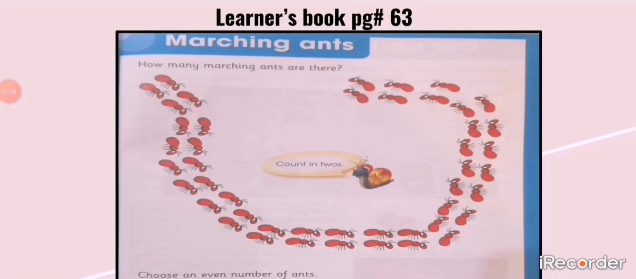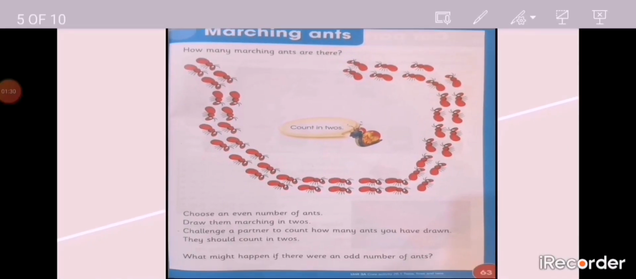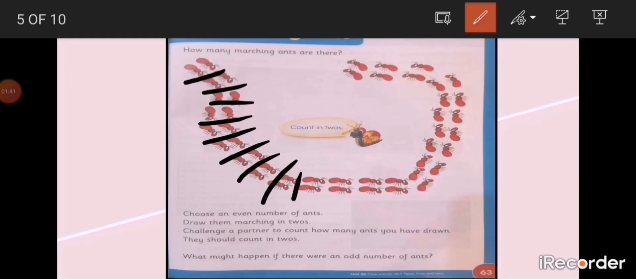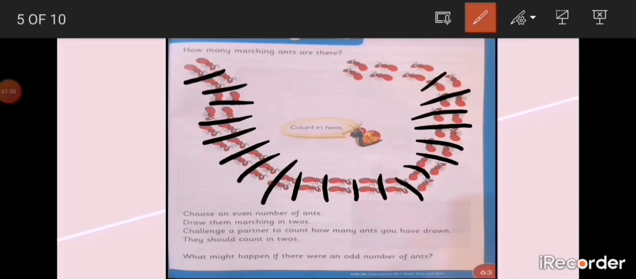There is another way to count them. First I will count the pairs. How many pairs of ants are present here? Let me check. 1 pair, 2, 3, 4, 5, 6, 7, 8, 9, 10, 11, 12, 13, 14, 15, 16, 17, 18, 19, 20, 21, 22, 23. There are total 23 pairs of ants here.